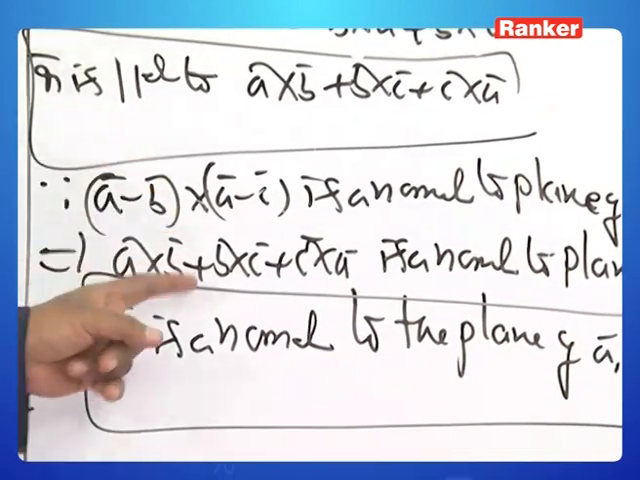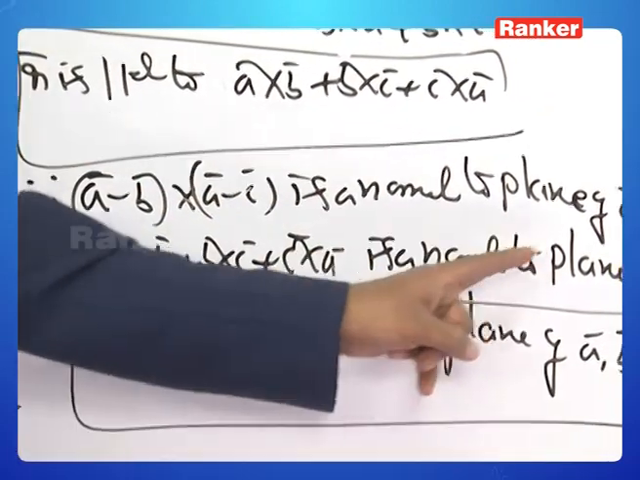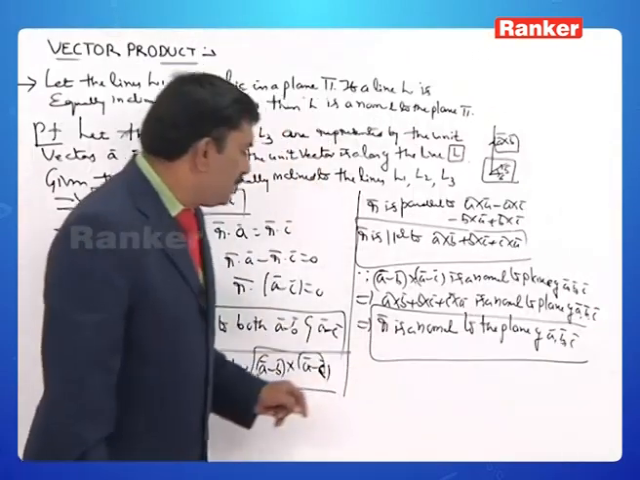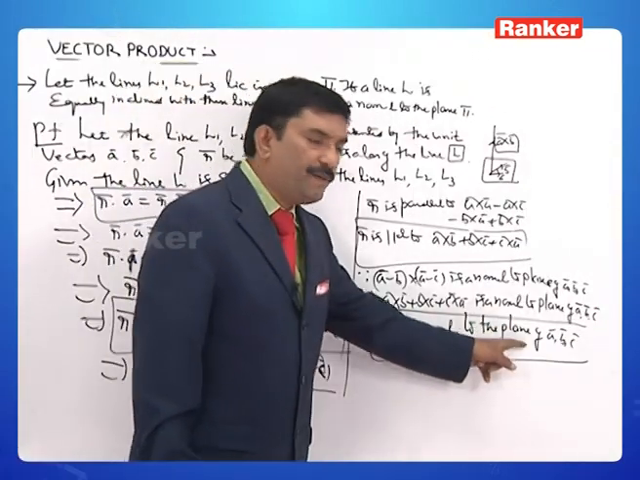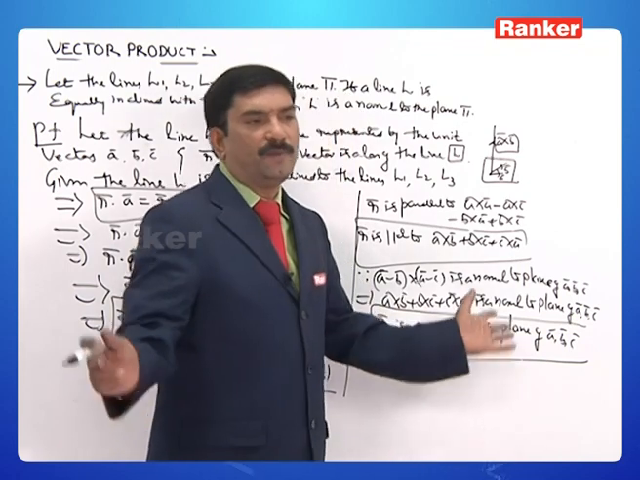A cross B plus B cross C plus C cross A is a normal to the plane of A bar, B bar, C bar. So therefore, R bar is a normal to the plane of A bar, B bar, C bar.